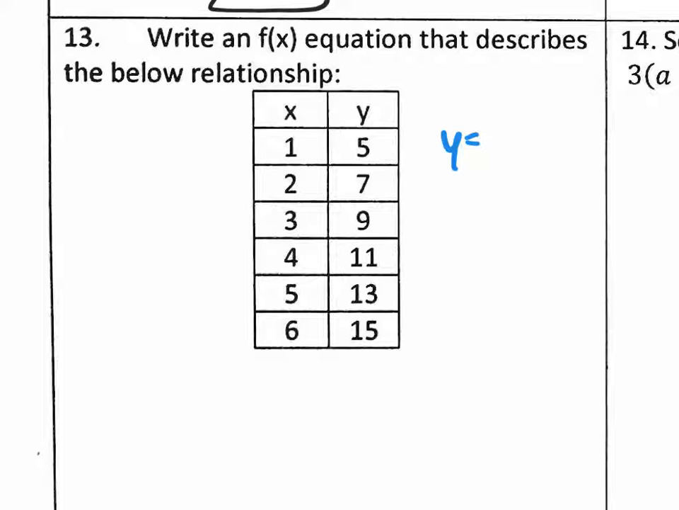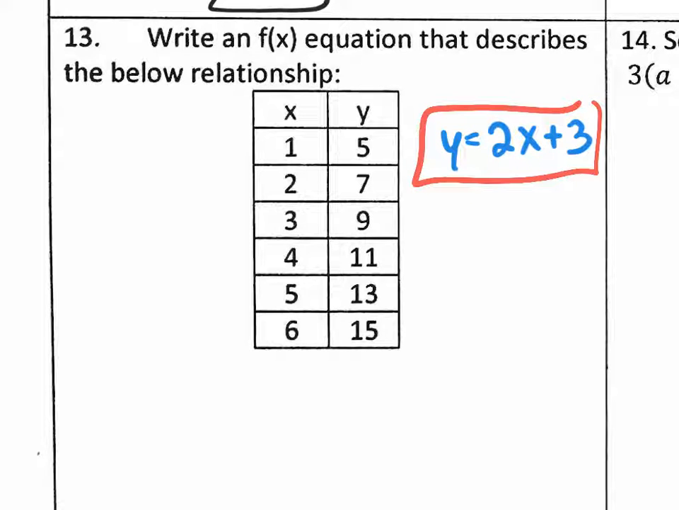So times 2 plus 3. So what you're saying is 2 times x plus 3. Let's see if it works. 2 times 1 is 2, plus 3 is 5. 2 times 2 is 4, plus 3 is 7. 3 times 2 is 6, plus 3 is 9. So that works. So, good job, Raul. This is the correct equation, but it's going to be written like this. F of x equals 2x plus 3.